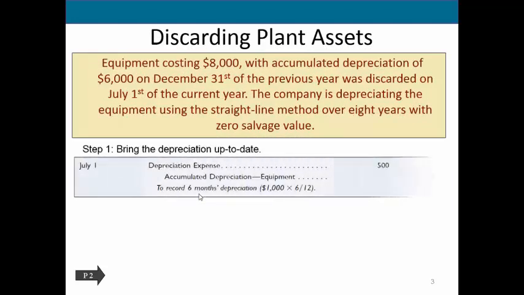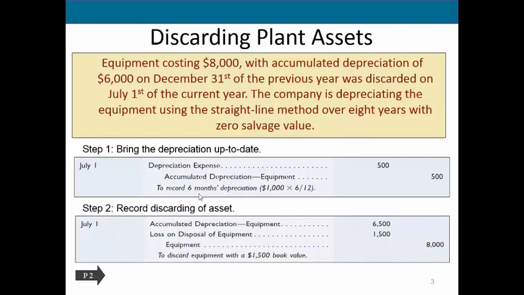So now let's look at another example. We have some equipment that originally cost $8,000, and it had accumulated depreciation of $6,000 on December 31st of the previous year. We have decided to discard this asset on July 1st. So what we can see here already is we're going to need to bring our depreciation up to date because we have only depreciated it up to December 31st of the previous year. So now we need to go ahead and depreciate it for the first 6 months of the current year because we're getting rid of it on July 1st.